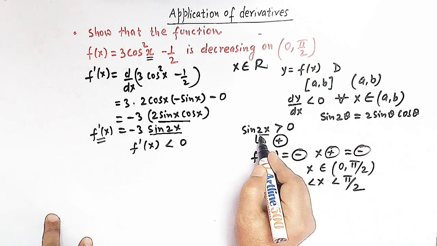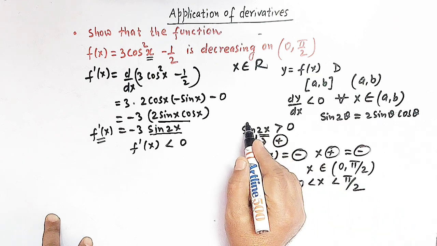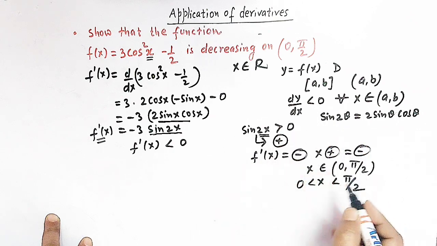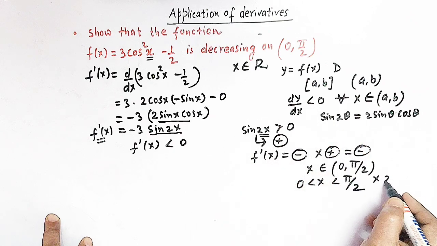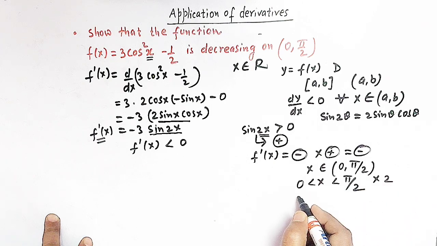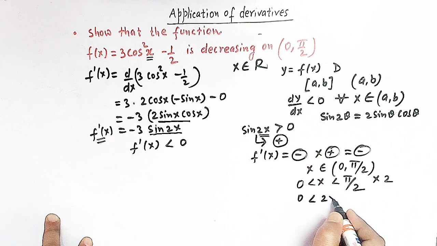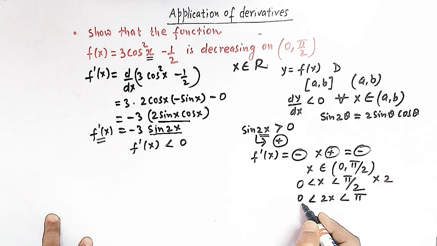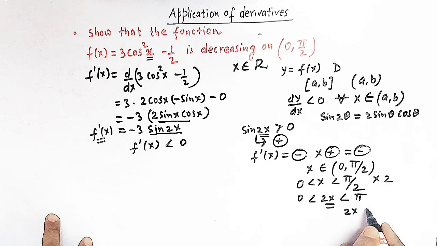So now here we have 2x, and we have to determine the sign of sine 2x. So let us multiply this inequality throughout by 2. So here we have 0, here we have 2x, and here 2 and 2 get cancelled, so we have pi. So now 2x lies in the interval 0 to pi.